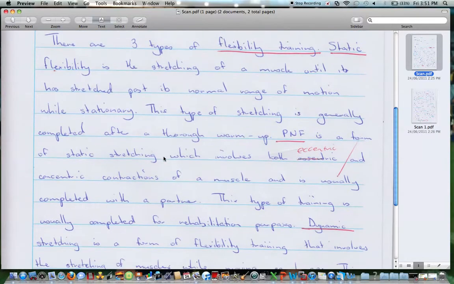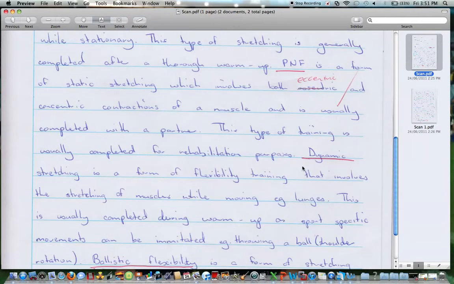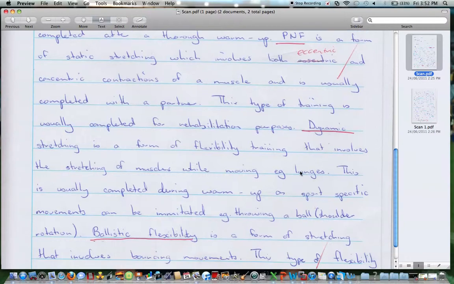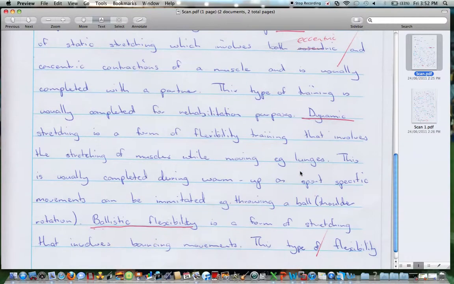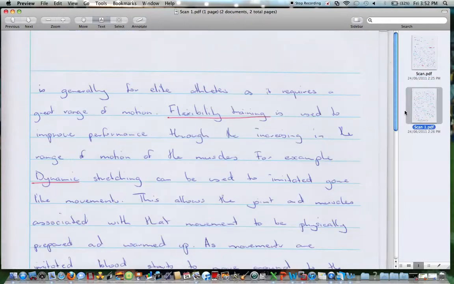He's also included as a part of static PNF, which we know. The second type being dynamic, a form of flexibility training that involves the stretching of muscles. Lunges would be his example included there. This is usually completed during warm-up and on sport-specific movements can be imitated by, for example, throwing a ball, or shoulder rotation. He's then gone on and spoken about the third type being ballistic flexibility and what that involves. So he's covered 3 areas here.